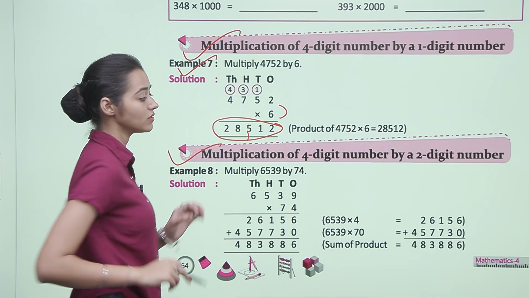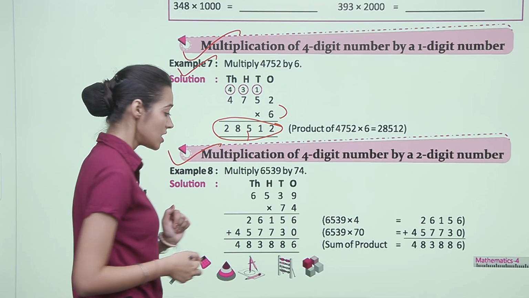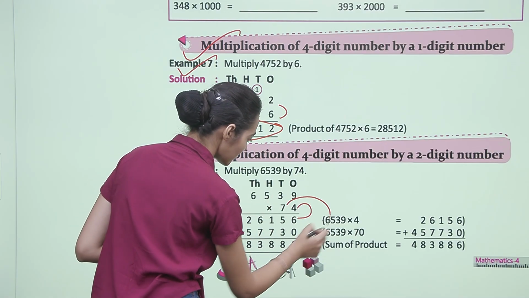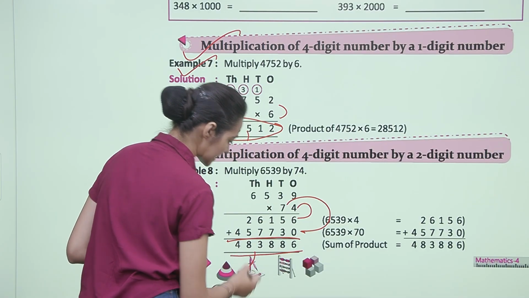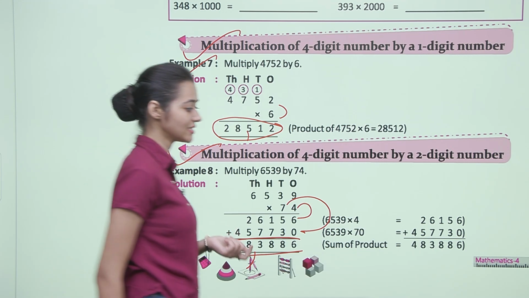Then we multiply a 4-digit number by a 2-digit number. For example, here we have to multiply these numbers. Firstly we multiply it by 4, then we multiply it by 70, and after adding both the sums, the answer we get is 4,83,886.